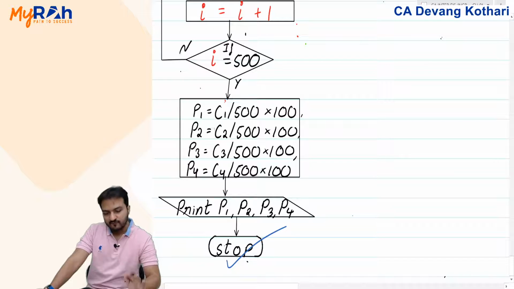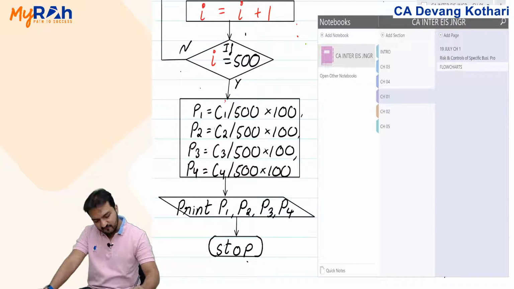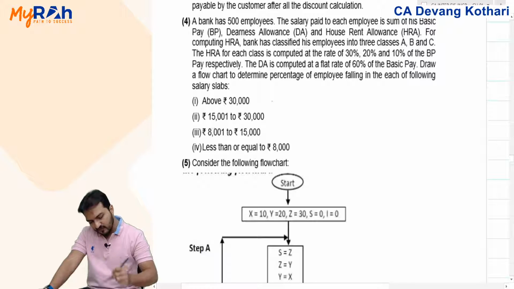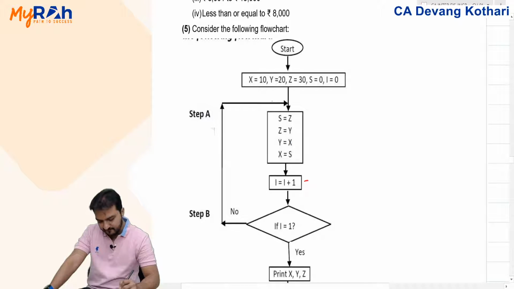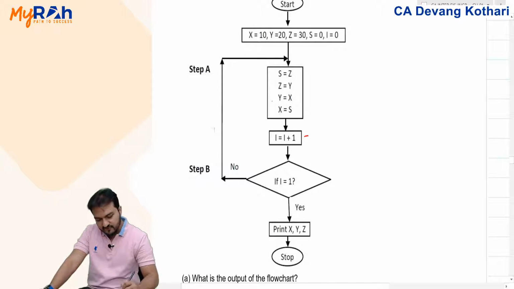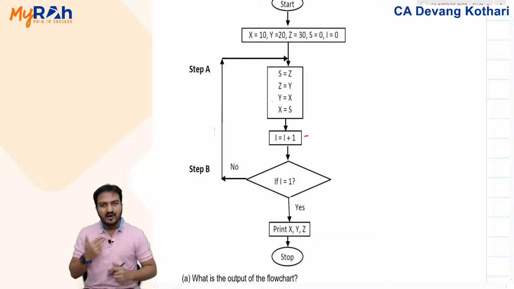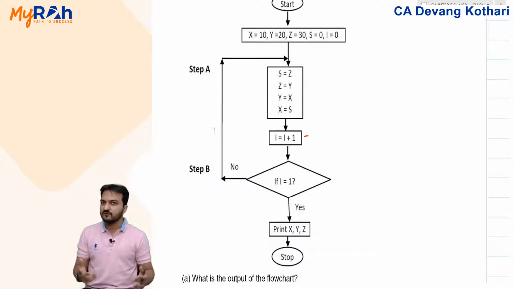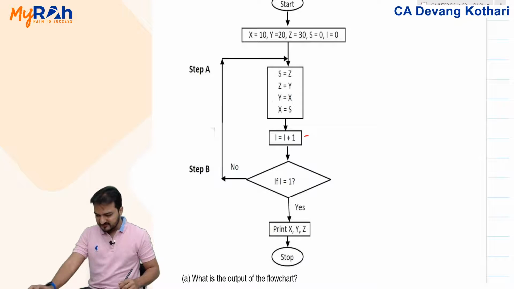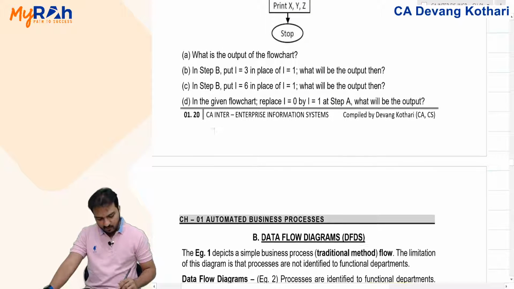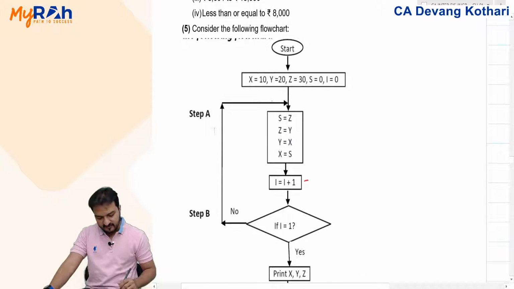This was your flowchart number 4. And the last one, flowchart number 5, was a reverse question. Dekho. It was as such a reverse question where the flowchart is already given. You need to answer what output this flowchart will give. Well, notice in this flowchart here, what output will you get? Dekho.